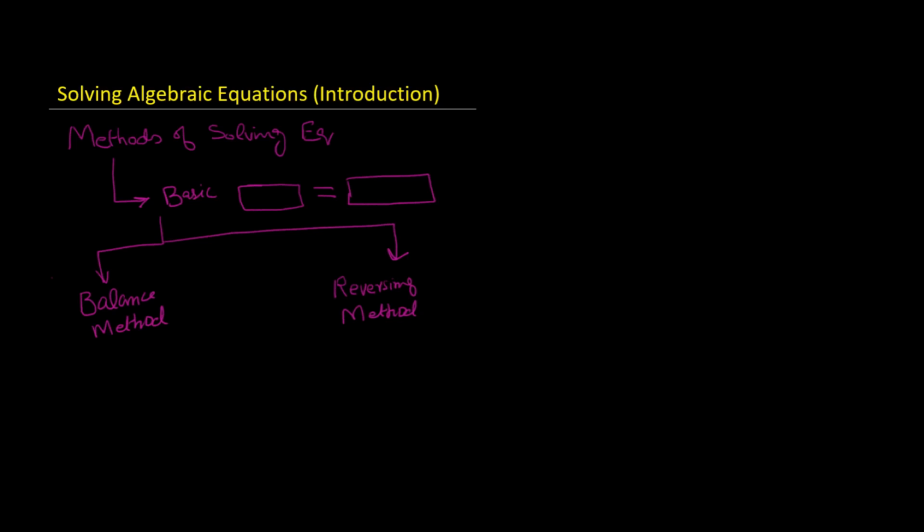This method is based on a logical statement that equals added to equals are still equal. So you have $10, I have $10. We both are equal. We both have equal dollars. If somebody gives you $5 and gives me $5, equals added to equals, we will still be equal. So this is the basis of the balance method.